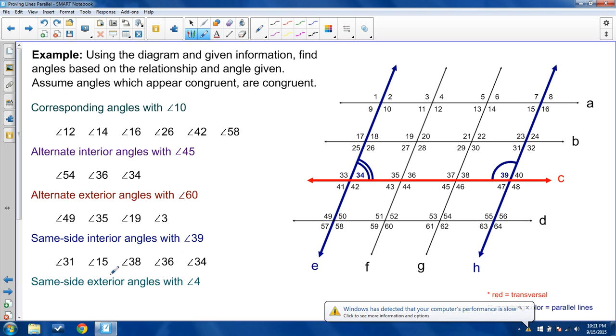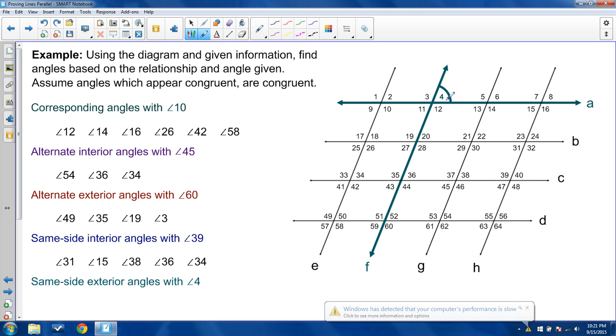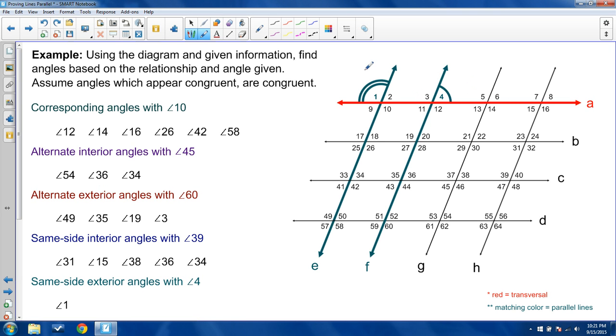And the last one, same side exterior angles with angle 4 right here. So same side, literally meaning it's got to be on this side somewhere. And exterior, if this one's going to be on the outside somewhere, then I have to look on the outside over here, which means that I can draw a transversal on A, and then angle 1 can be the same side exterior angle with angle 4 on that transversal. If these are supplementary, then lines E and F are parallel.